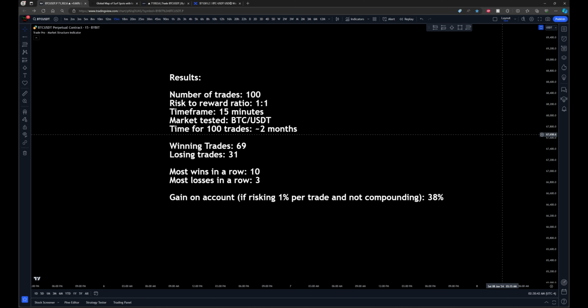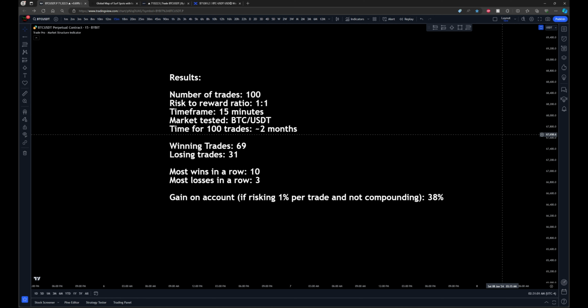We'll put it on the strategy ranking spreadsheet to compare it to other 1-to-1 tests that I've done in the past. The most wins in a row was 10. Most losses in a row was 3. The gain on the account figure, if risking 1% per trade and not compounding, is 38%. So this one does quite well.